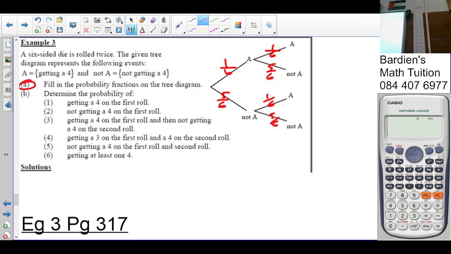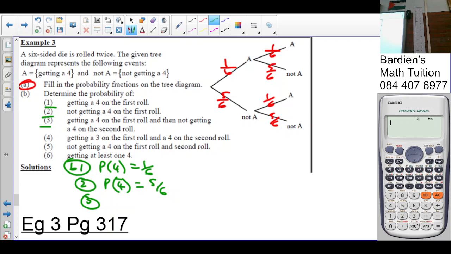B. Determine the probability in the first case, number 1, of getting a 4 on the first row. Remember, this is your first row. 4 on the first row? 1 out of 6. Number 2, B2. Not getting a 4 on the first row. The probability of not getting a 4 is 5 out of 6.